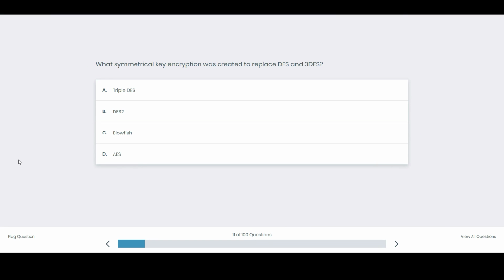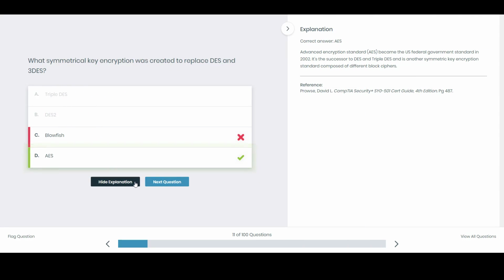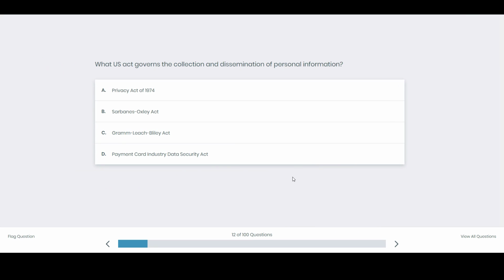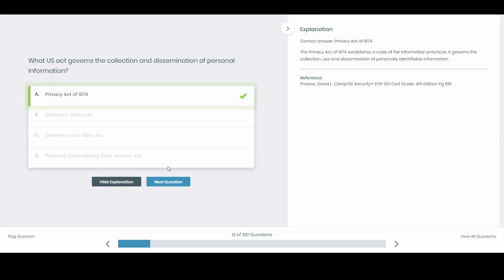So what symmetric key encryption was created to replace 3DES and Blowfish? So Blowfish, not this one, I think. AES, another. We need to pick that one. Advanced Encryption Standard, because it is the US federal government standard, the successor of this. All right, so what US act governs the collection and dissemination of personal information? I think the answer is the Privacy Act of 1974. Why is that? Because the Privacy Act established a code of fair information practice that governs the collection, use, and dissemination.